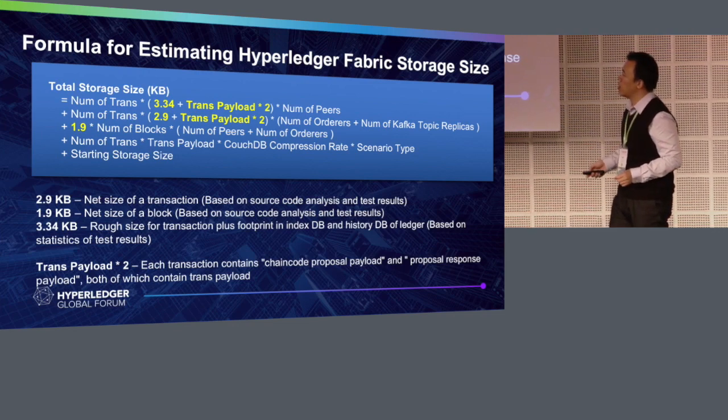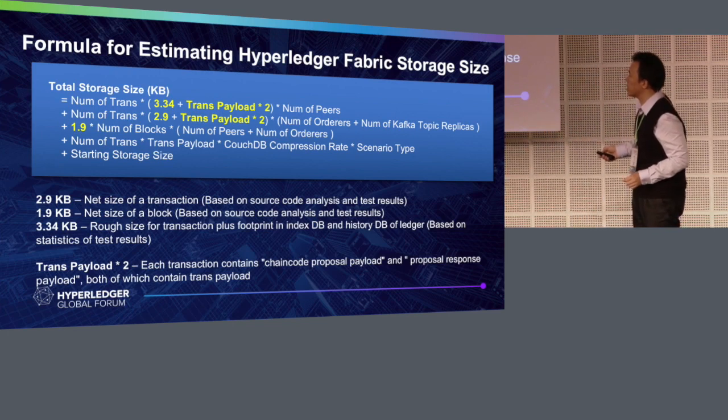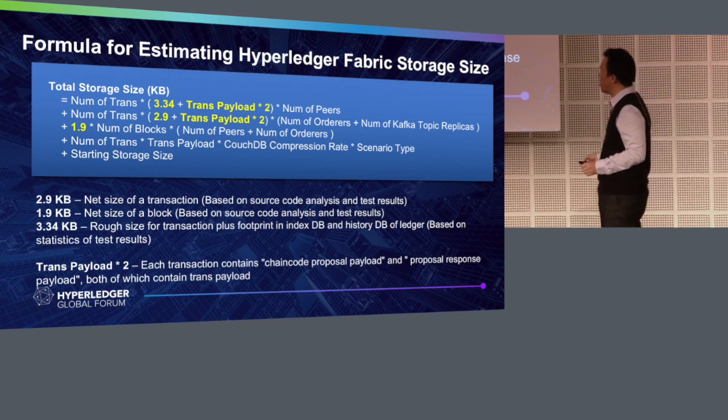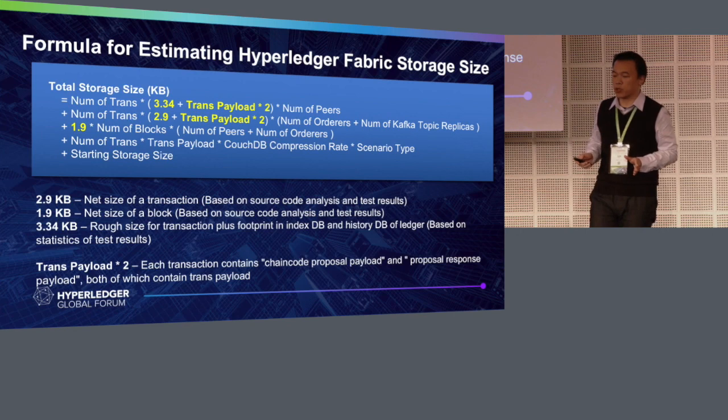And the transaction payload multiplied by 2 means that each transaction actually contains the chaincode proposal payload and the proposal response payload, both of which contain the transaction payload.